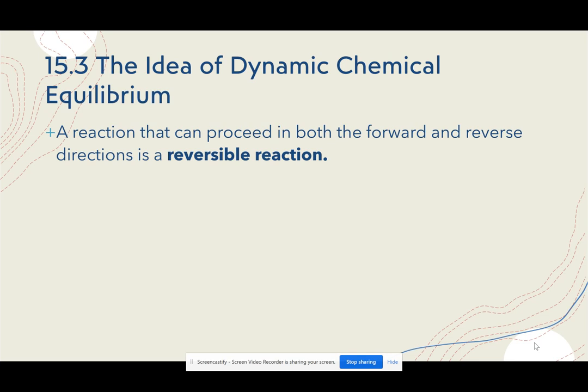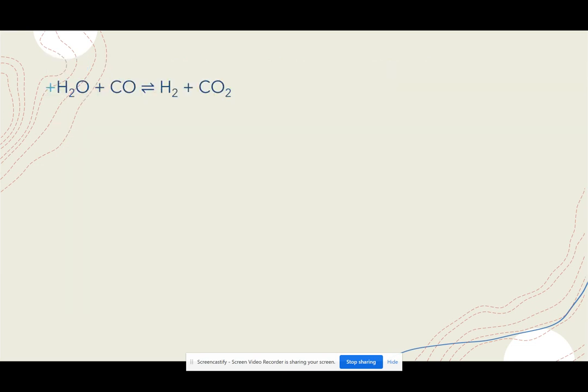A reaction that can proceed in both the forward and reverse directions is called a reversible reaction. A reversible reaction is indicated by a double-sided arrow. It can look like that, or it can look like that. But that indicates that a reaction takes place in both the forward and reverse directions, meaning that, of course, reactants will react and become products, but some products will then react and go back to being reactants.